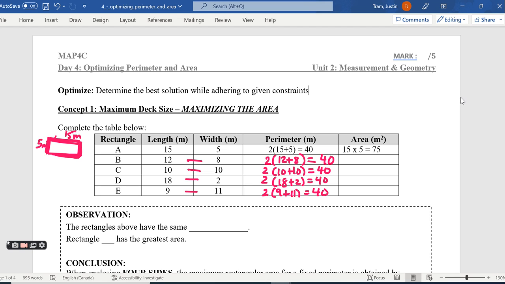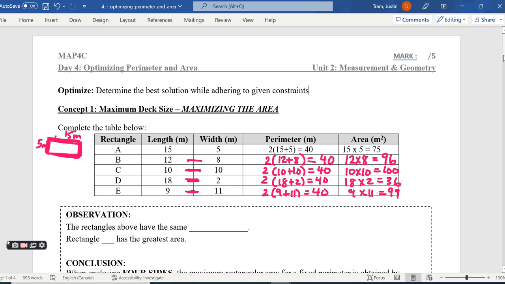Now let's see what the area is like. Area, just as a reminder, of any rectangle is length times width. So what's the area of this one? 12 times 8. This gives me 96 meters squared. Okay, let's look at this next one. 10 times 10. That gives me 100 meters squared. Let's look at this next one. 18 times 2, giving me 36. Let's look at this last one. 9 times 11 equals 99.